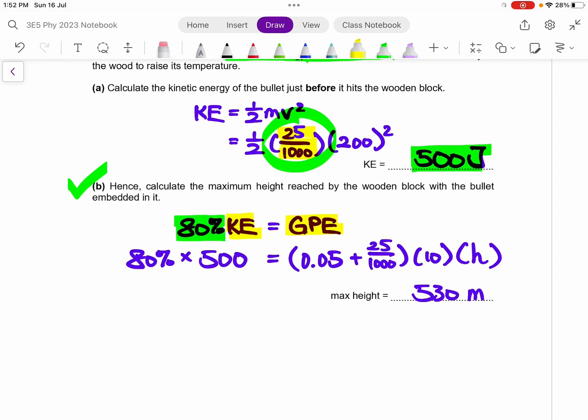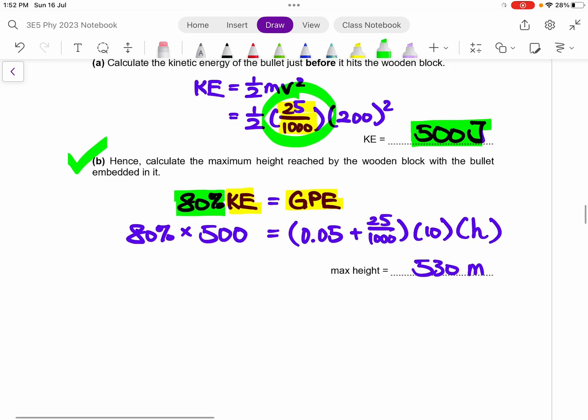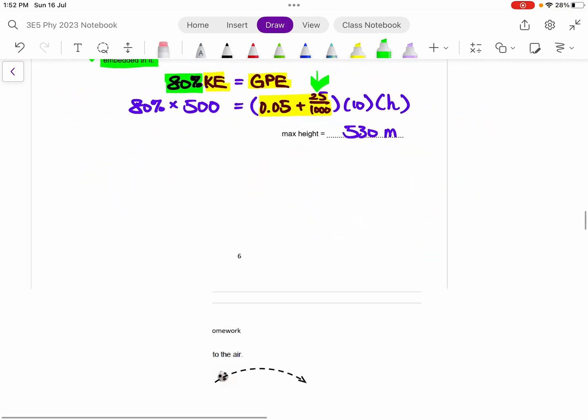Now, one more thing about this, when I check whether you are reading the question, is that many of you didn't read this part, that the wooden block and the bullet actually get embedded. Embedded means the bullet gets stuck in the block. So because of that, the total mass of the block has to include the mass of the bullet, right? So if you do it correctly, you will get this formula, you will get this answer 530.